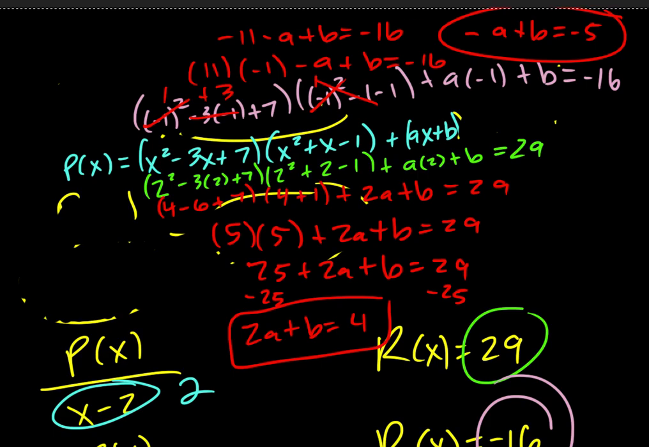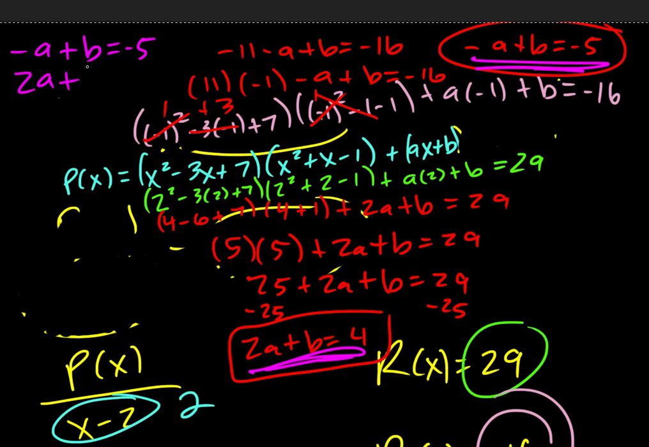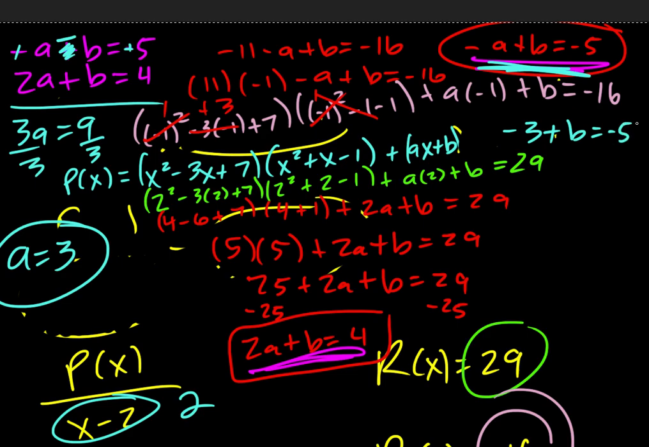Okay. Now, we need to take those two equations we found. So this and this, and let's write them by each other. So negative a plus b equals negative 5, and 2a plus b equals 4. I'm going to multiply the top by negative 1, so that's positive, negative, positive. Add these, we get 3a, these cancel, equals 9. Divide by 3, a equals 3. Now if we just take that and plug it into one of the originals, I'll just do this one right here. We get negative 3 plus b equals negative 5. We add 3 to both sides, and b equals negative 2.